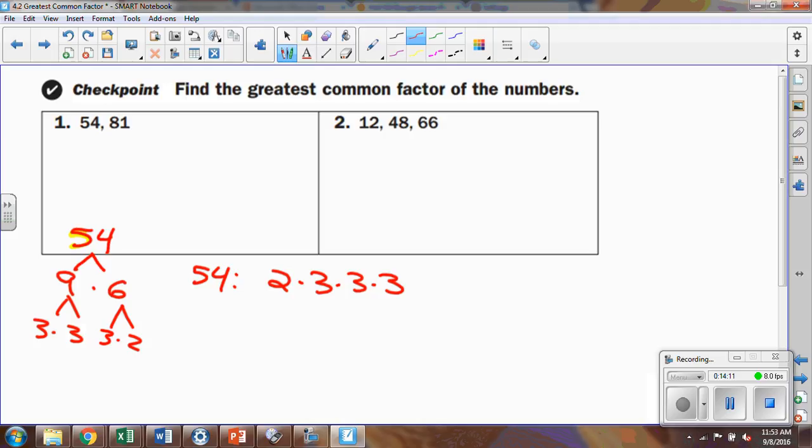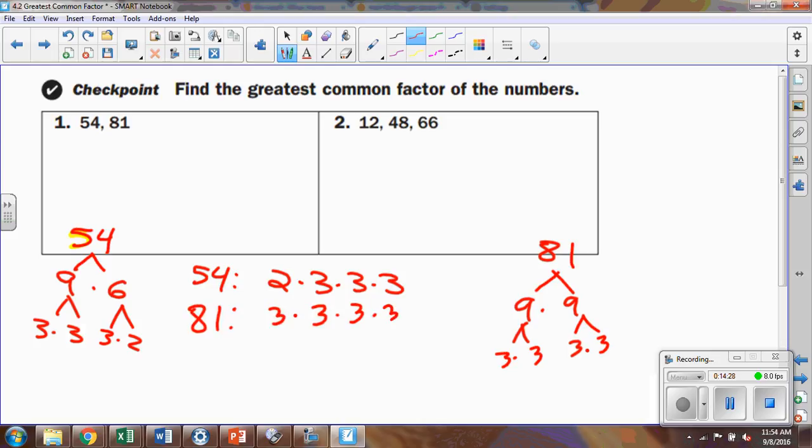Now we need the factor tree for 81. 9 times 9, which both split up as 3 times 3. So 81 has prime factorization 3 times 3 times 3 times 3.